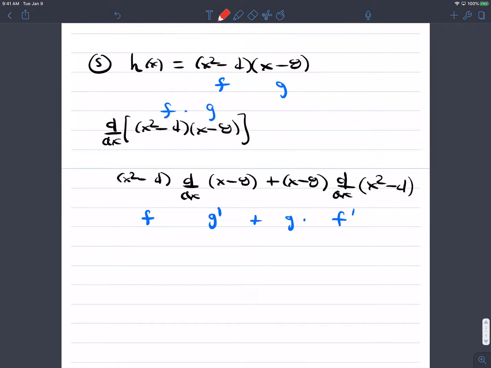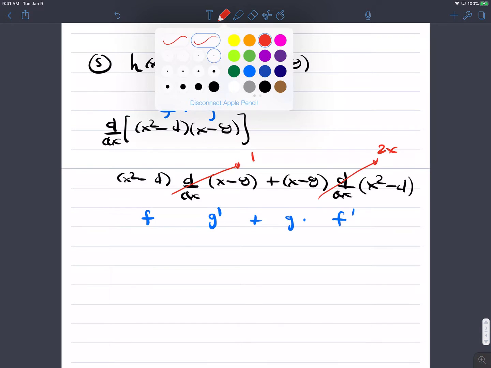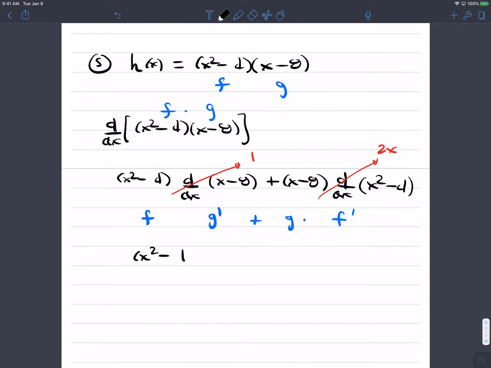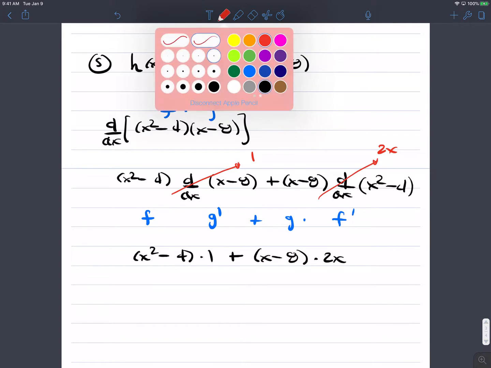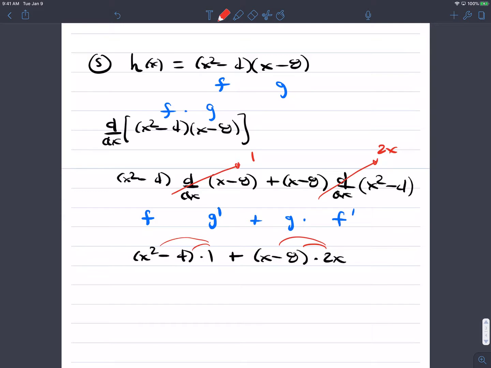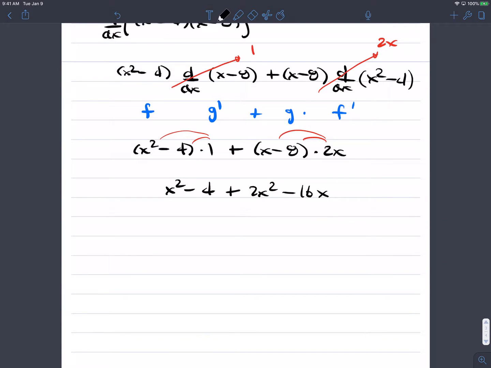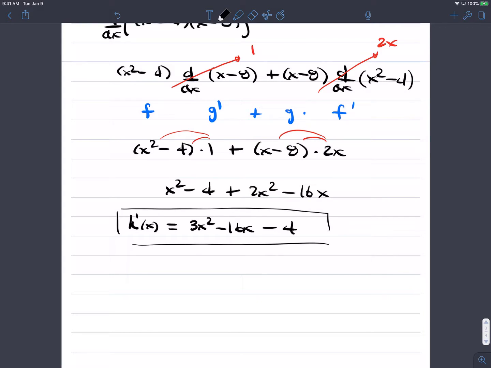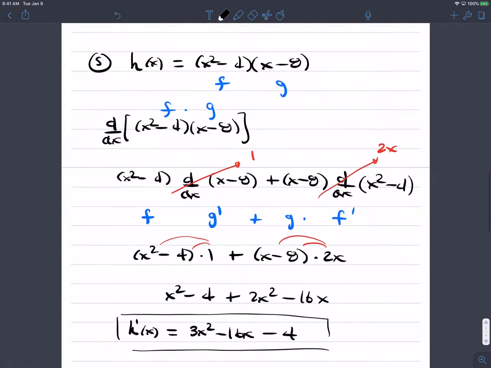Now here we go. Derivative of x minus 8 is 1, and again the derivative of x squared minus 4 will be 2x. Altogether, x squared minus 4 times 1 plus x minus 8 times 2x. So here you go. x squared minus 4 plus 2x squared minus 16x. So when you combine your like terms, you end up with 3x squared minus 16x minus 4. Here's your answer. And so you can call that h prime x or f prime x. It's a different f though. But you've taken the derivative using product rule. So here's your final answer.